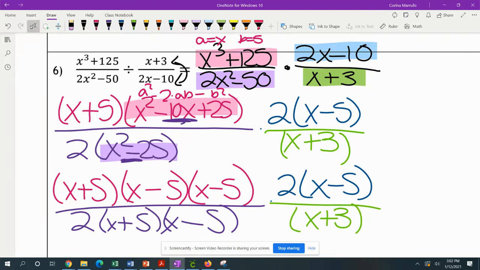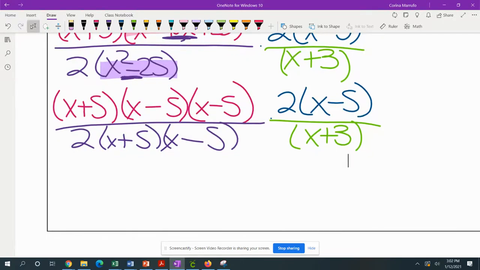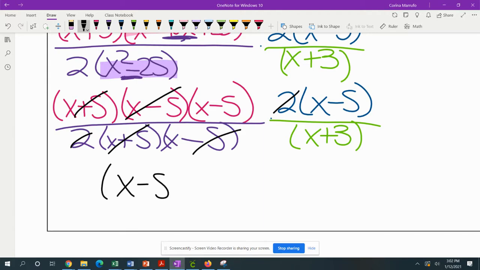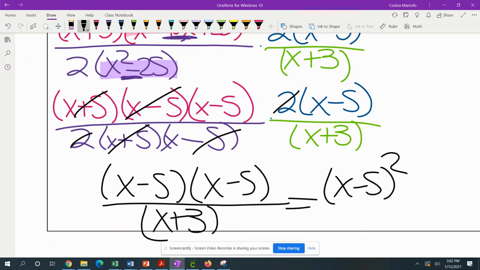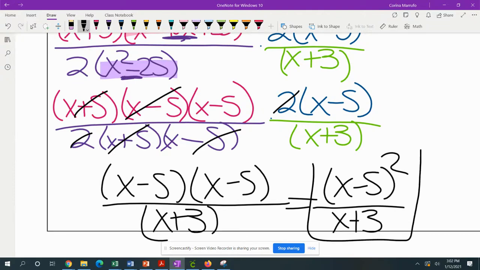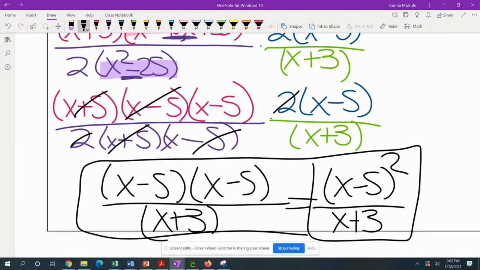So now we are ready to start canceling. x plus 5, x plus 5, x minus 5, x minus 5. This 2 cancels, and that's it. So on the top, we're left with x minus 5 times x minus 5 over x plus 3. Now this might be written as x minus 5 squared over x plus 3, because that means the same thing. But either answer should be correct. I just want you guys to see both.